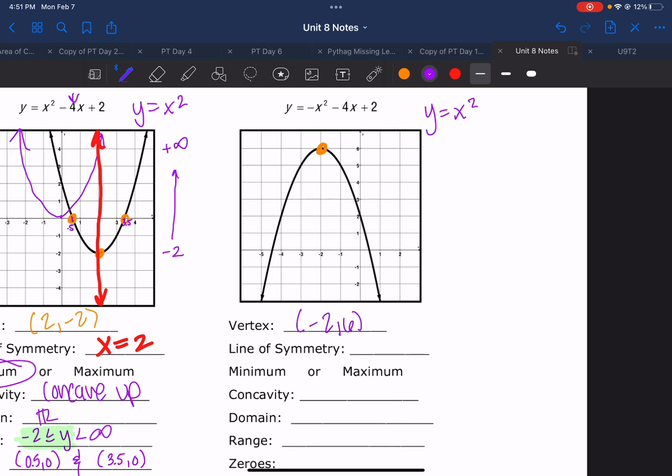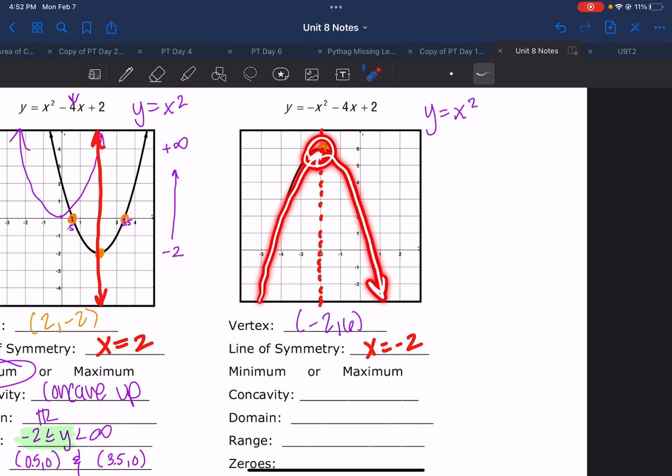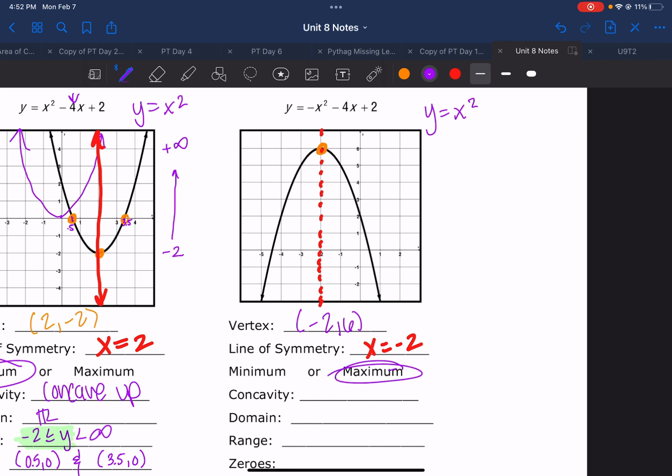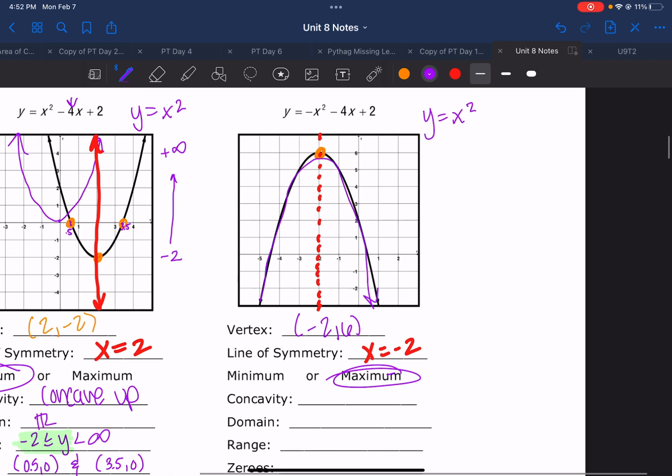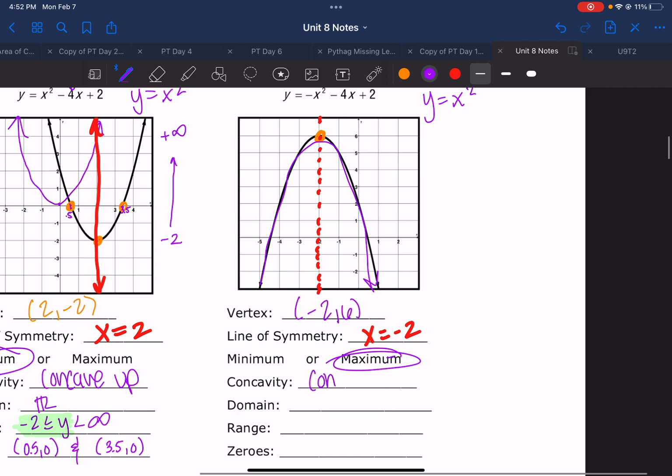All right, line of symmetry. Our line of symmetry always crosses through our vertex. Here's our line of symmetry, right here. Remember, our line of symmetry is an equation. So what is the x value that it crosses? It's going to be x equals -2. Is this a maximum or a minimum? This is the highest point on the graph, and then it goes back down, so this must be its maximum point. Now, is this concave up or concave down? These two arrows are opening downwards, so that means this is concave down.